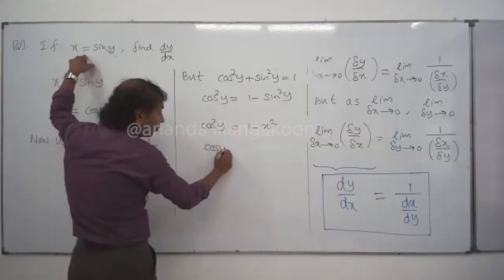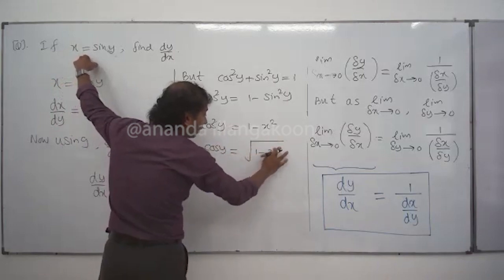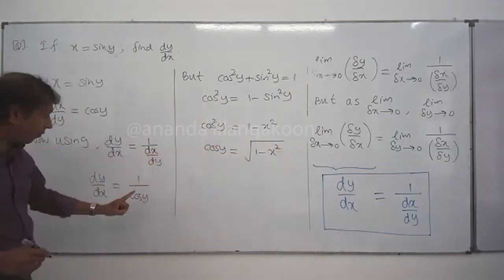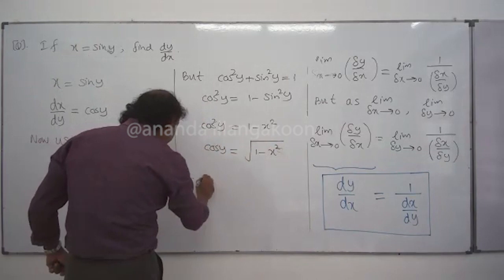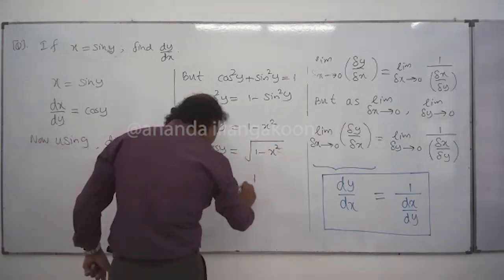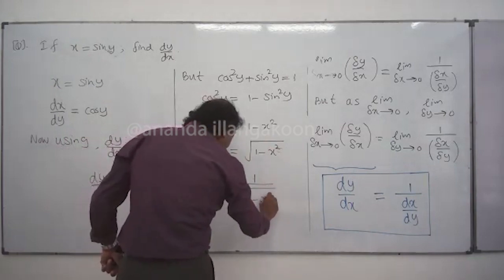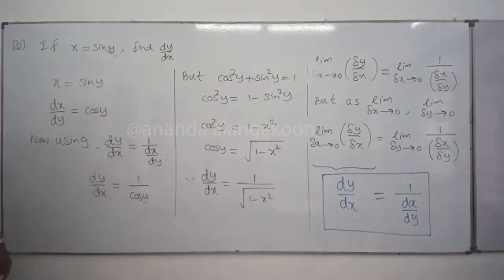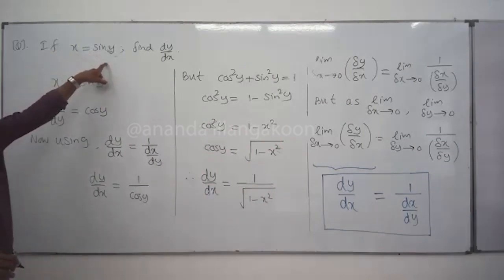Then take the square root on the right hand side like this, we get the square root of 1 minus x squared. We'll take the positive square root. Now cos y we know, people, put that here. Then we get dy by dx. Therefore we can write dy by dx as what? 1 over cos y means 1 over the square root of 1 minus x squared. So this is how, people, we find dy by dx given this relation. Understand? Okay? Right.